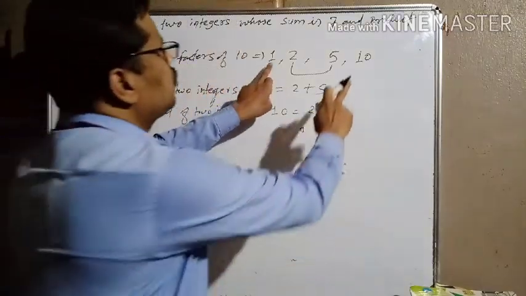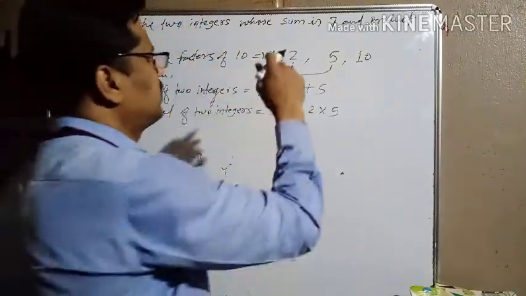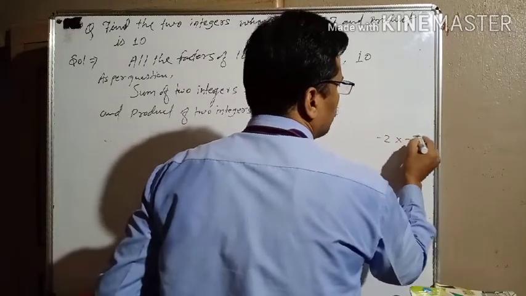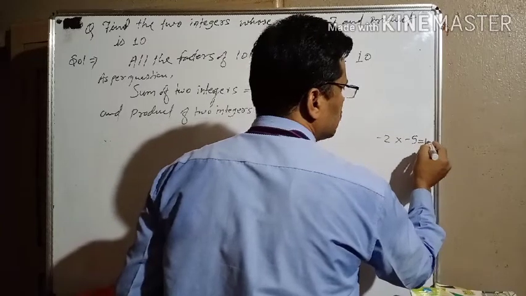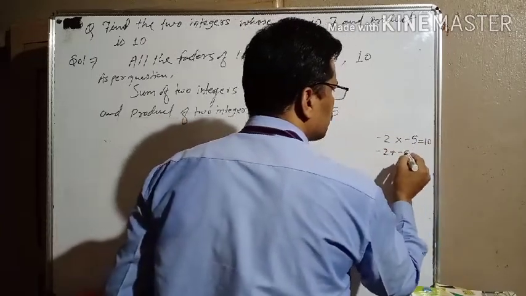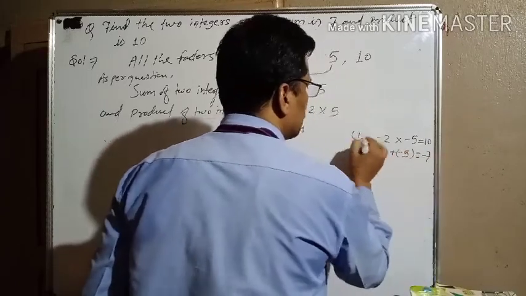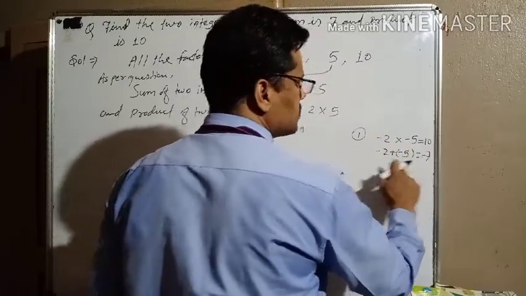By taking any two factors, how many questions can you frame? You can frame 4 questions. I will show you. Suppose I am taking -2 and -5, these two factors. What is the sum, and the product? The product is +10. If you add -2 plus -5, you get -7. One question is like this: the product should be 10 and the sum should be -7.